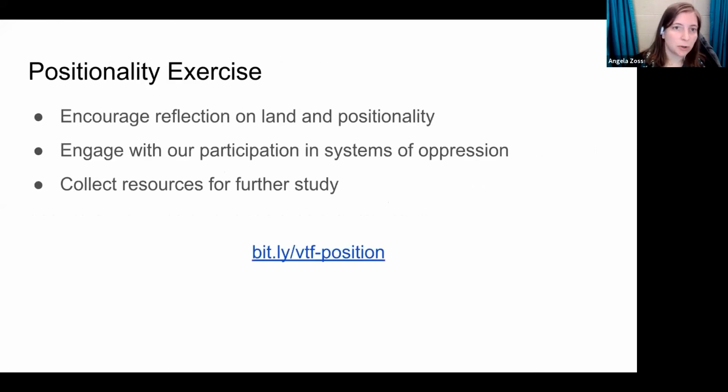So that leads us into what we're going to spend the next approximately 7 minutes doing. We're going to participate in a group positionality exercise where we can make some time to think about these issues and learn from each other. This document will also stay open. So if you want to continue to contribute to this document and undertake some of the exercises, there's still time to do that past this session. Our goals are to encourage reflection on land and positionality, to engage with our participation in systems of oppression, and collect resources for further study.